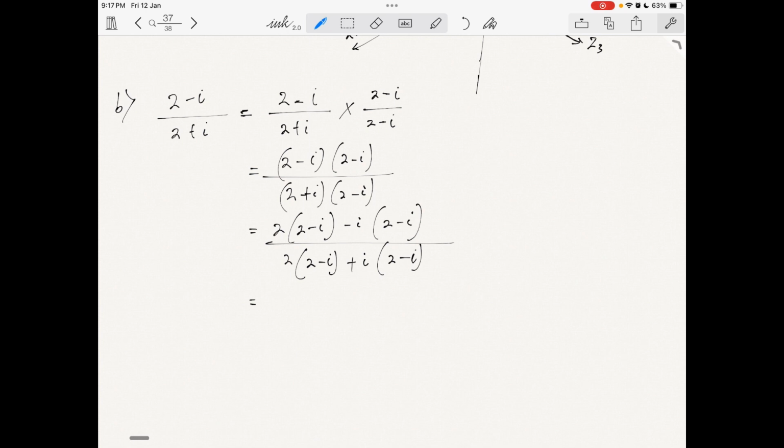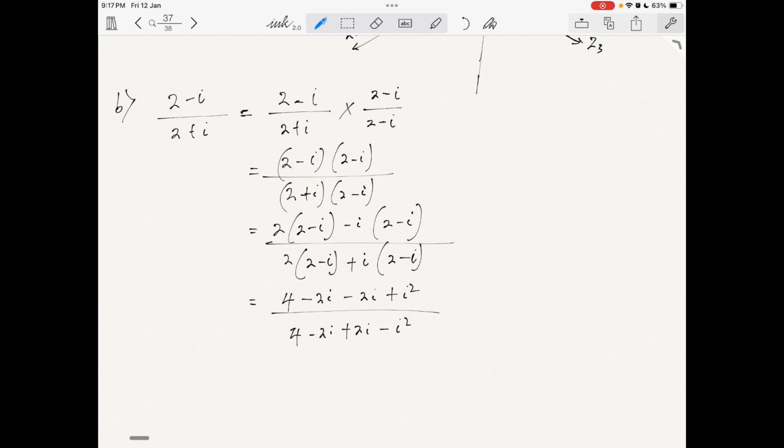So then we proceed and we have 4, 2 multiply 2 and 2 multiply minus i, and then we perform the same operation. So that will give us 4 minus 2i minus 2i plus i squared, and this will give us 4 minus 2i plus 2i minus i squared.